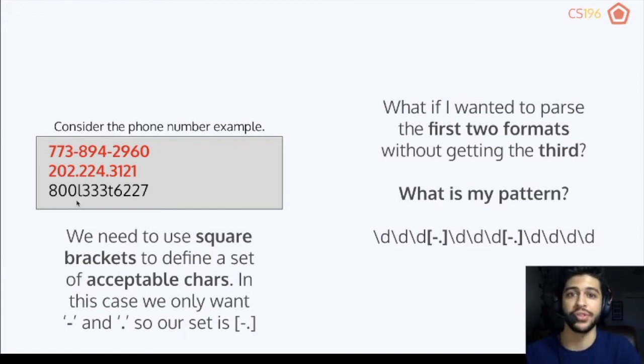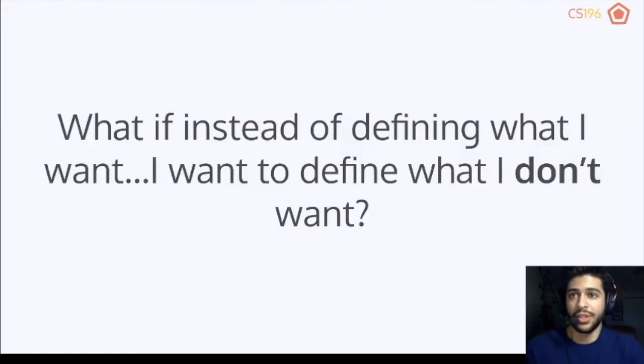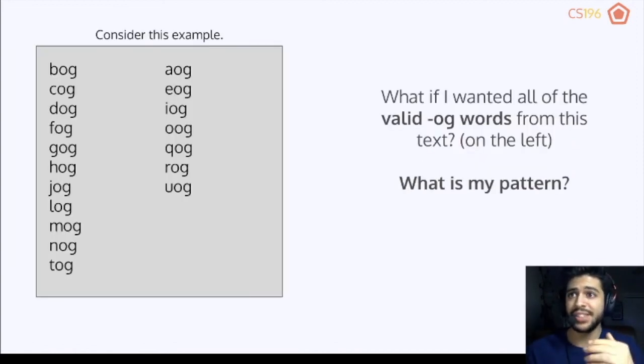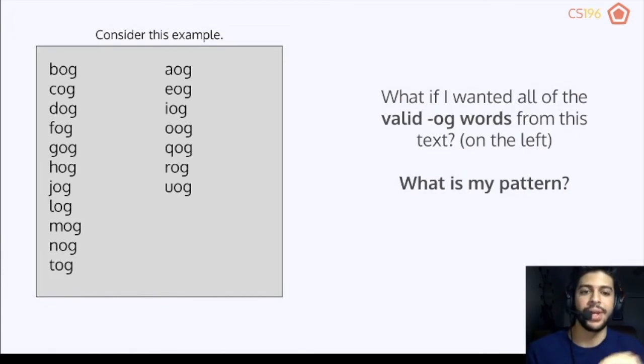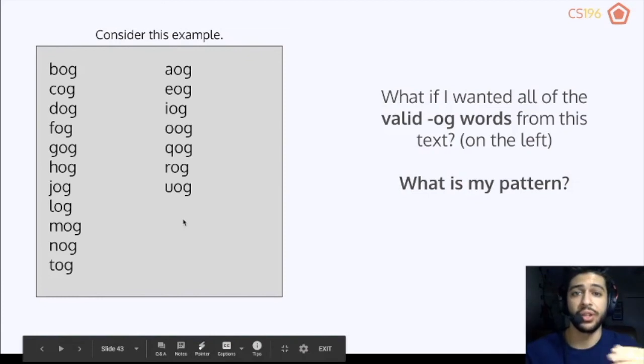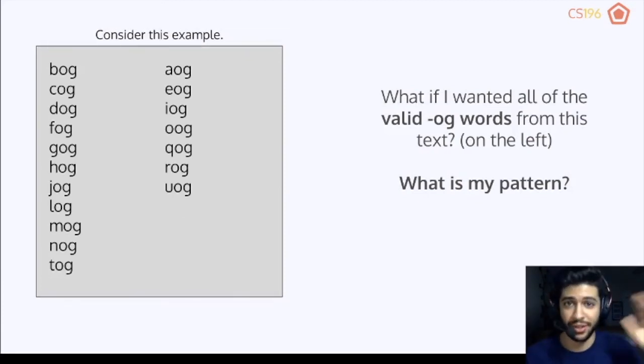L is not one of those things. So what if instead of defining what I want, sometimes I want to define what I don't want? Consider this example. On the left, I have all of the three-letter words that end in OG that are valid English words. And the ones on the right are some of the three-letter words that end in OG that are not valid English words. There are more, I just didn't feel like writing them all out. So in this case, we know what we don't want. How can we do this?